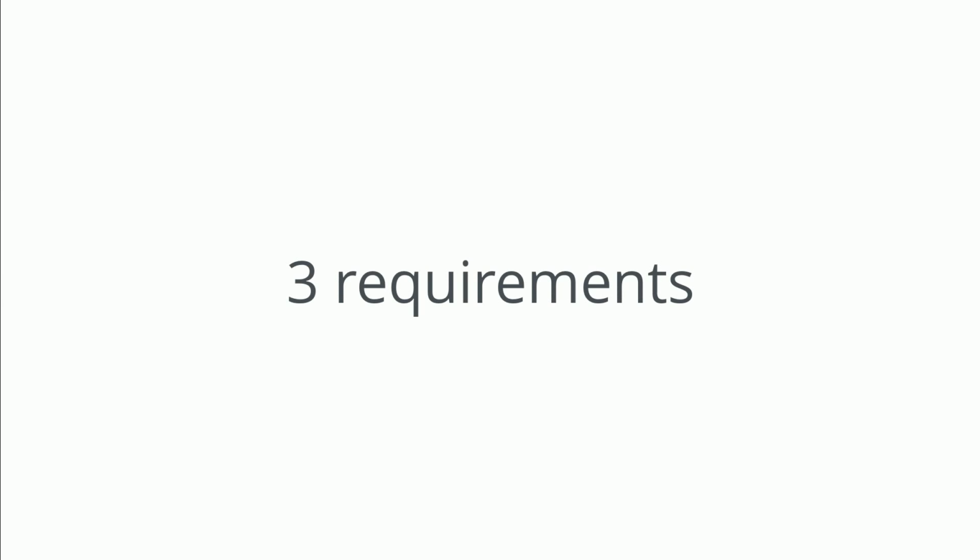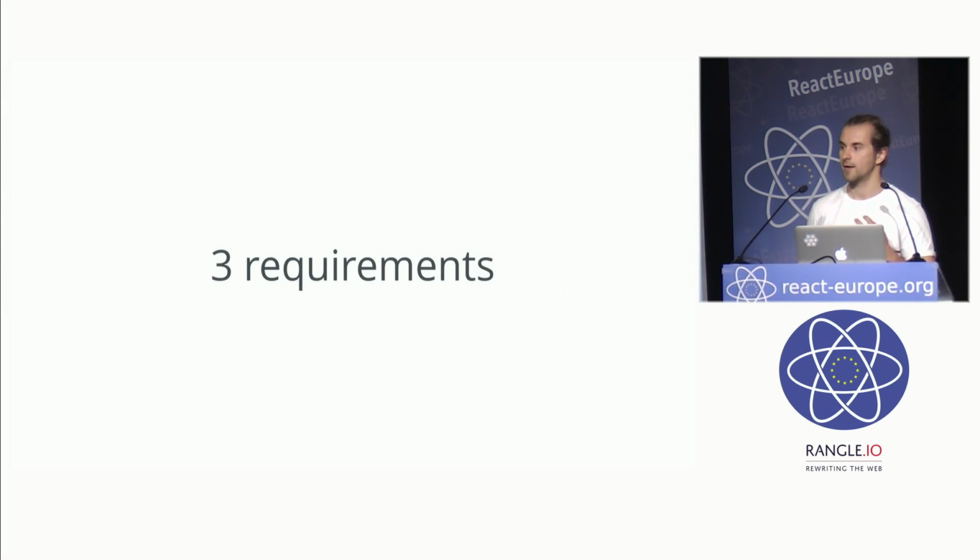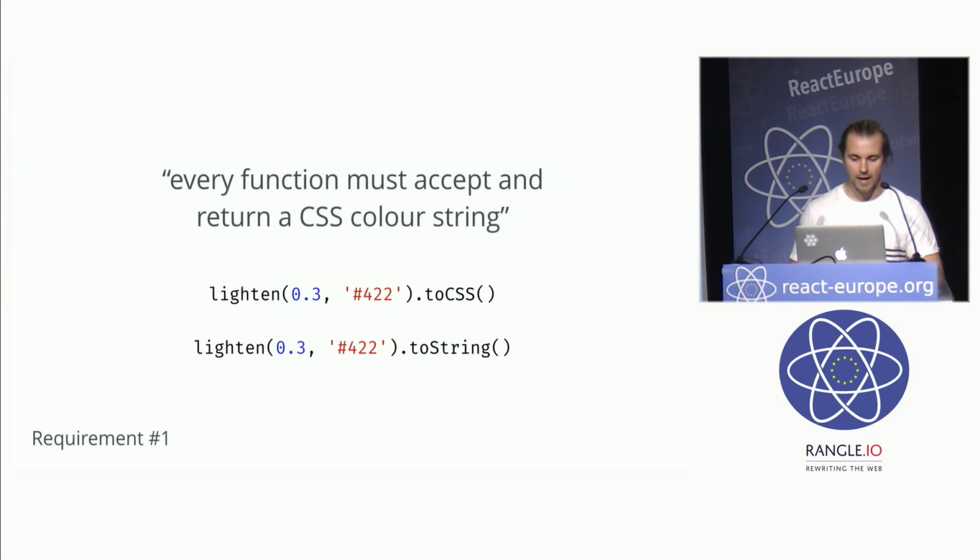Cool. Now we have the API set out. On this path, I figured out there are 3 things that we need. You could say they are constraints. I would rather call them requirements that needed to happen to make your API composable. First of all, what we figured out is every function must accept and return a CSS color string.